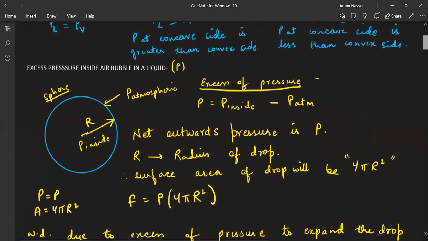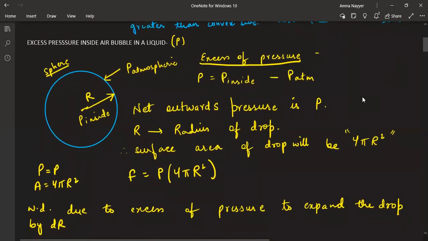Now see excess pressure that is exerted in a liquid bubble. Net outwards pressure is P. Understand what has been written. This is excess pressure. There is a pressure from outside, known as atmospheric pressure, and there is a pressure inside. So the difference between these is known as excess pressure. That's what I've told you. Whatever difference or extra amount of pressure is left is called excess pressure. So that will be P inside minus P atm.